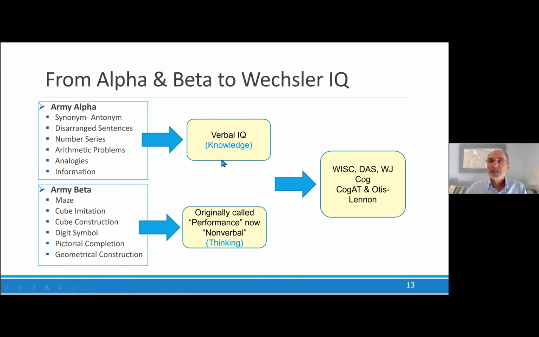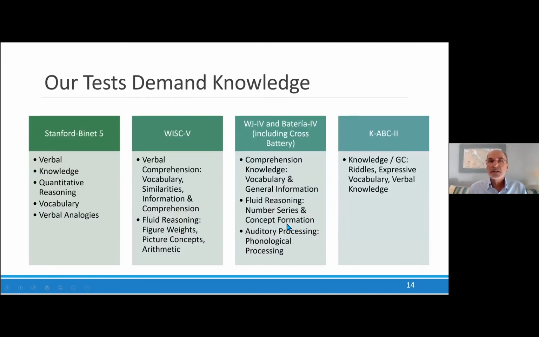The verbal tests really measure more knowledge. And this is really the foundation of all the group and individually administered traditional IQ tests. WISC, the DAS, the WJ, the COGAT, the Otis-Lennon, they all have this fundamental flaw. In this slide, I show all the different subtests from all these different instruments that we use all the time. We decide how smart somebody is on the basis of how many words they can define.